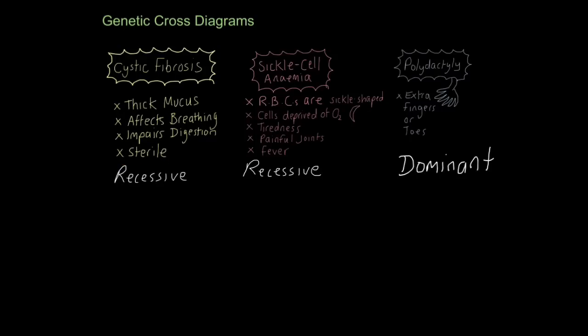It's a European disease and it affects about 1 in 25,000 Europeans, but it's also recessive. In other words, you'll need 2 copies of the recessive allele to inherit cystic fibrosis.